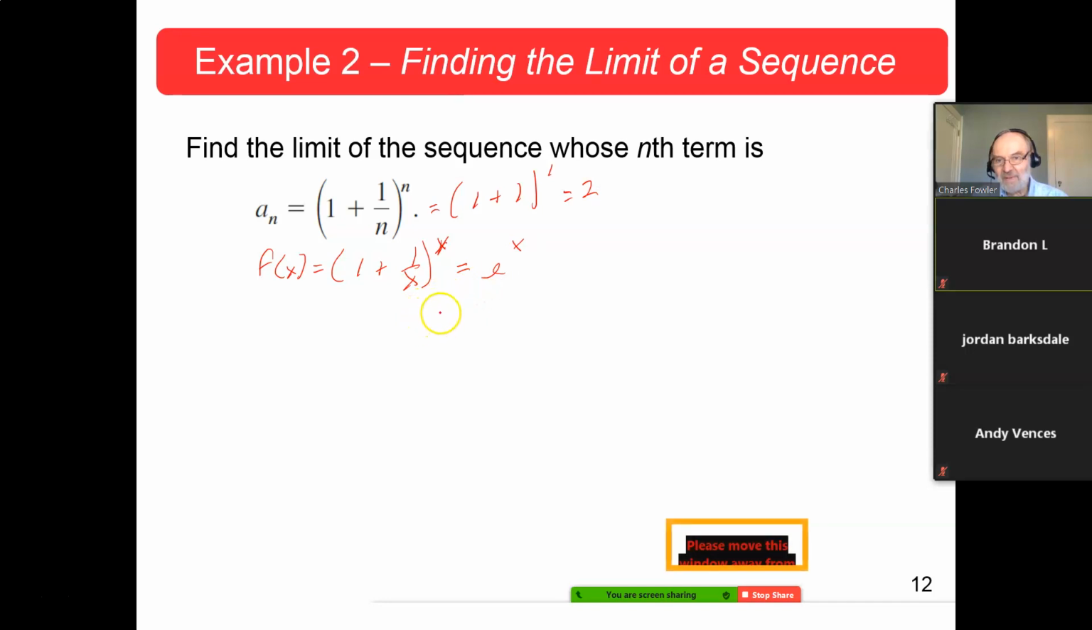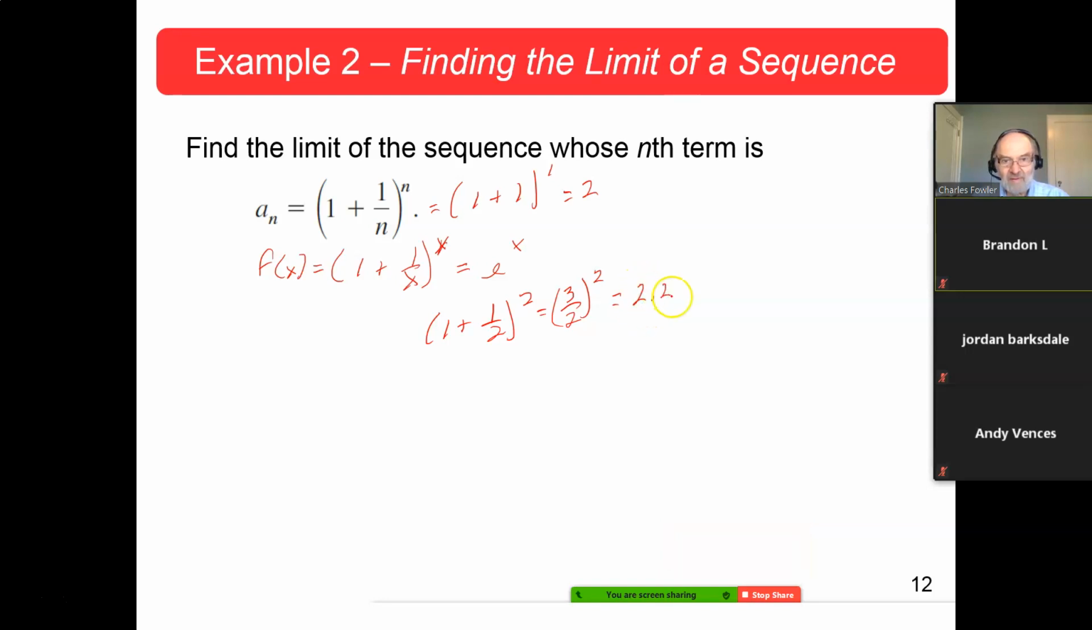The second one would be 1 plus 1 over 2 raised to the second power. Okay, that's 3 halves squared. That's 1.5 squared. 1.5 squared is 2.25. I'm pretty sure. You can check me on that. Okay, the third one would be 1 plus 1/3 cubed. That would be 4/3 cubed.